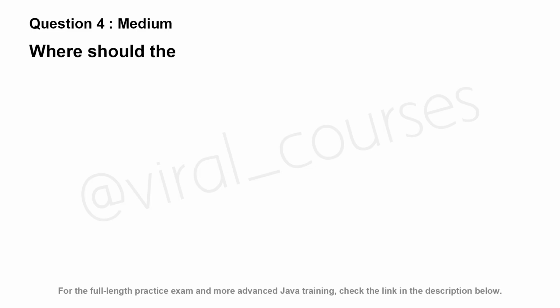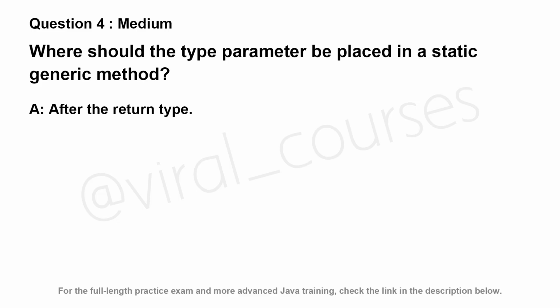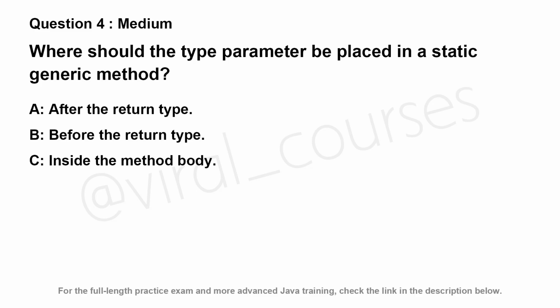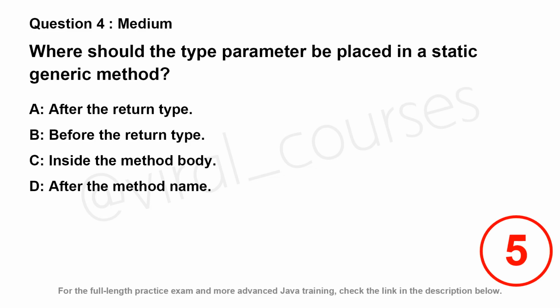Where should the type parameter be placed in a static generic method? Option A. After the return type. Option B. Before the return type. Option C. Inside the method body. Option D. After the method name.